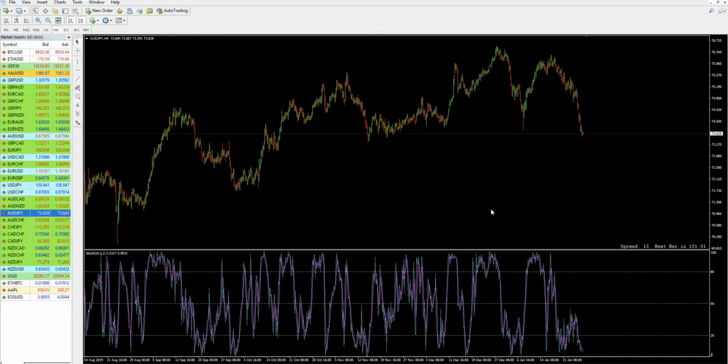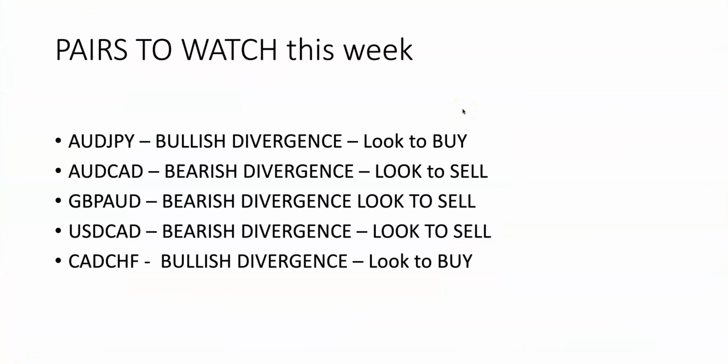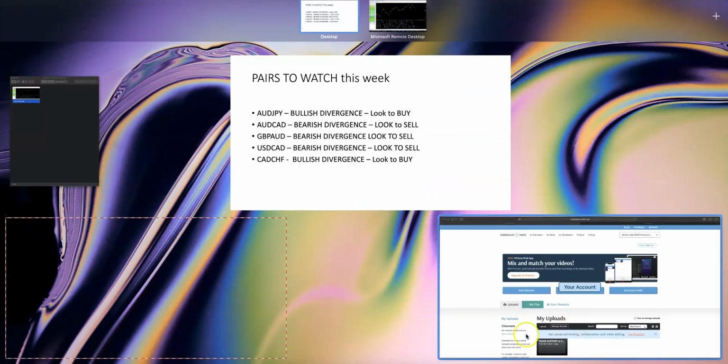And let me see. So we're looking for that one. One minute, I forgot, we're looking for that one. We're looking to, let's see, that one there. So that one is a buy idea. This is a sell idea for the AUDCAD, and for the GBPAUD it's a sell idea, and USDCAD is a sell idea, and then CADCHF is a buy idea. Sorry, I'm just making my own notes here. Okay, let's go back to my MT4 platform then.